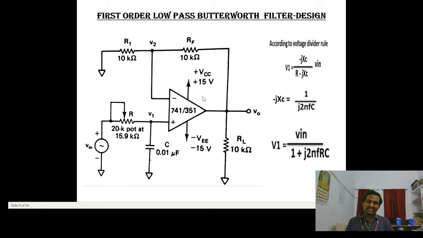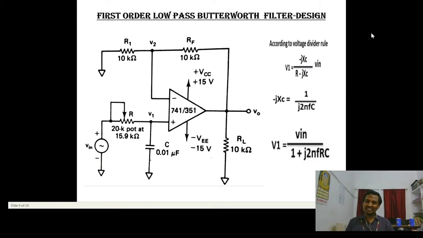For this Butterworth low pass filter, you have one RC section and a feedback resistance RF, and R1 is there. This type of configuration we call a non-inverting amplifier configuration. Why? Because the non-inverting terminal is given to the voltage source Vin. What is the gain for the non-inverting amplifier? For the non-inverting amplifier, you have a gain of 1 plus RF by R1.